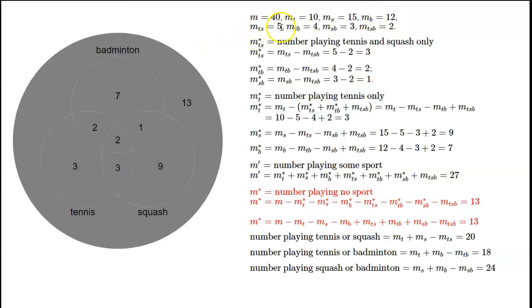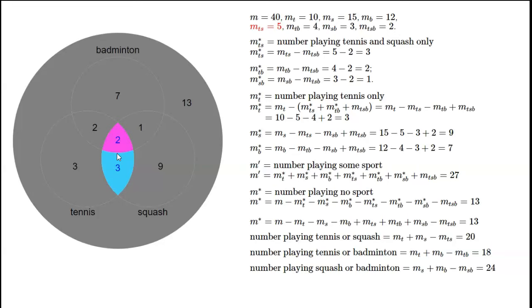Number who play tennis and squash is 5. Tennis and badminton 4. Squash and badminton 3. And the number who play all 3 sports is 2. Okay, so if we look right in the middle of this Venn diagram here, we've got 2 people in all 3 sets. These are the 2 people who play tennis, squash and badminton. Right. So now let's think about tennis and squash.